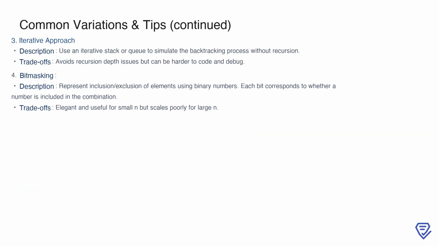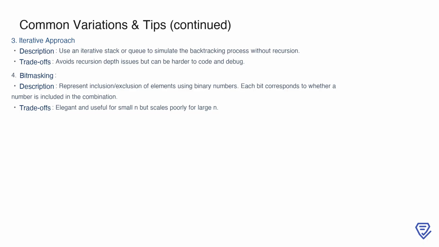In addition to brute force and backtracking, there are other approaches to consider. One is the iterative approach, which simulates the backtracking process using a stack or queue instead of recursion. This avoids issues like recursion depth limits, but it can be harder to implement and debug because you need to manage the stack manually. Another alternative is bit masking, which is a clever way of representing combinations using binary numbers.